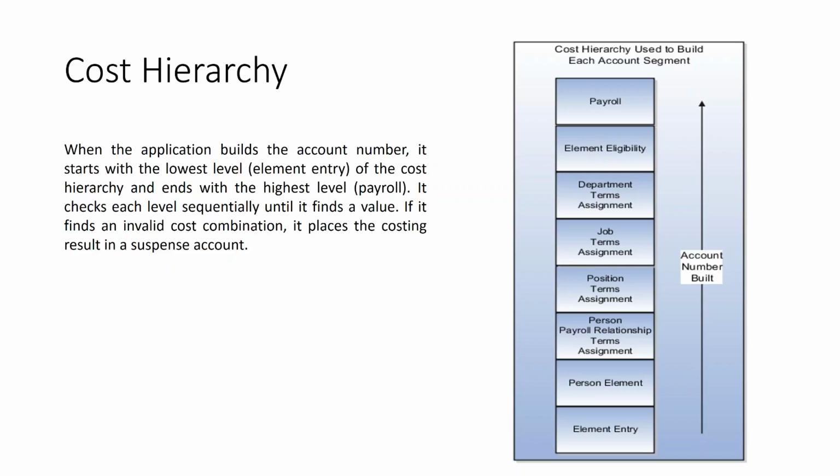So if the costing process doesn't find anything at the element entry and the person element level, and then it finds everything in the person payroll relationship level, then it will not go any further, and it will take the entire string from the person end.